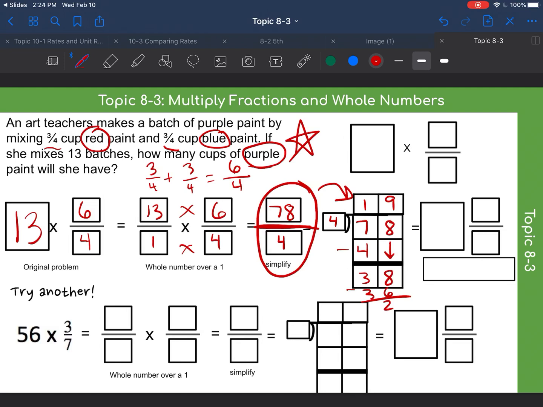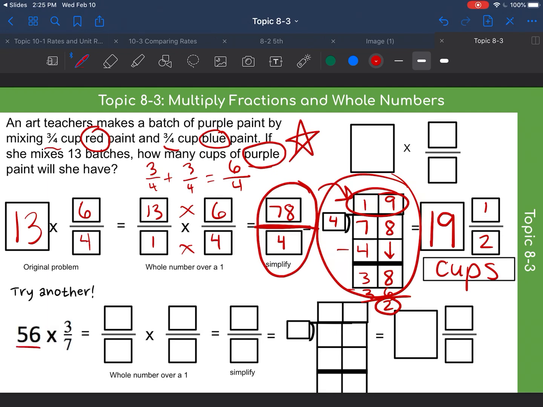So we have 19 as our whole number. Our remainder is 2 out of 4, but we can also simplify the 2/4 into a half. So it's 19.5 cups. I apologize that I didn't give you enough room for that. I think I may have done that for the other one too, so you may have to just do that division on a scrap piece of paper.